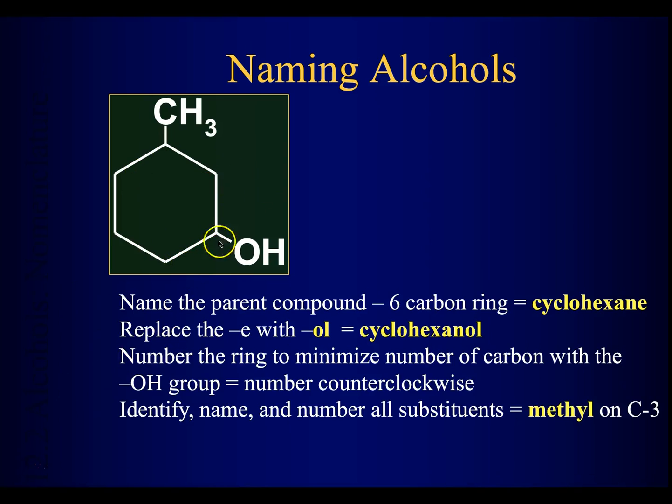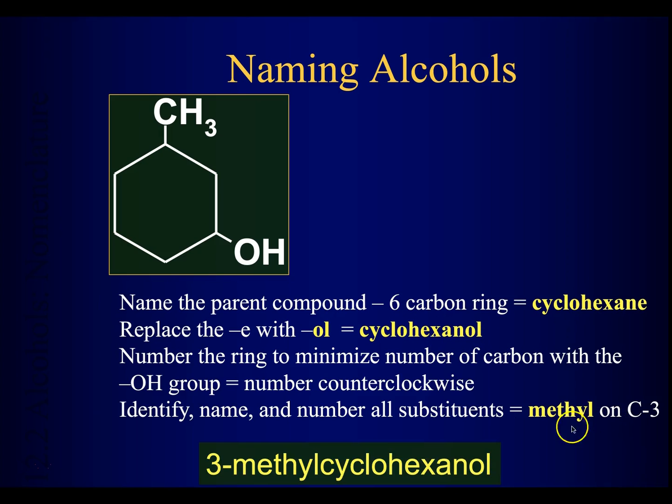So even with our cycloalkanes, we are going to want to always start with that special group. In this case, it's an OH. So we know that this has to be the first carbon, and it will always be the first carbon with the alcohol. So I have it 1, 2, 3. So I have a cycloalkane, so cyclohexanol, and a methyl on the third carbon. So it becomes 3-methyl cyclohexanol.